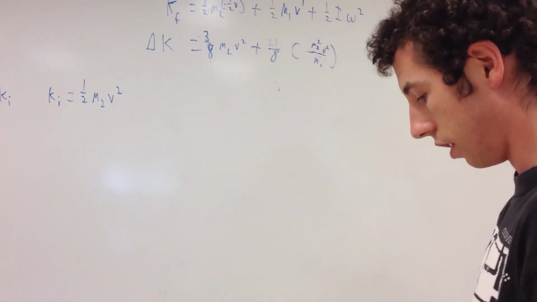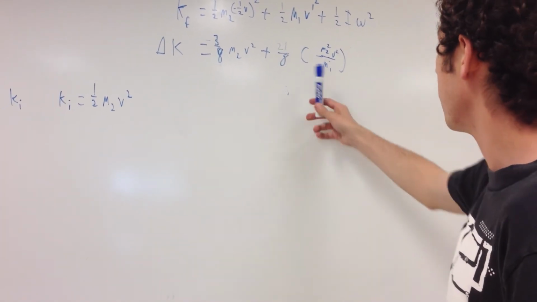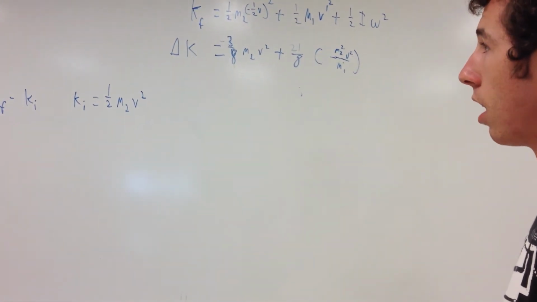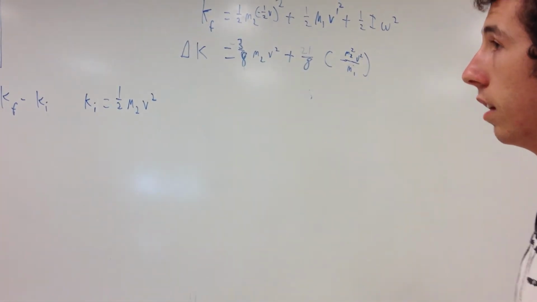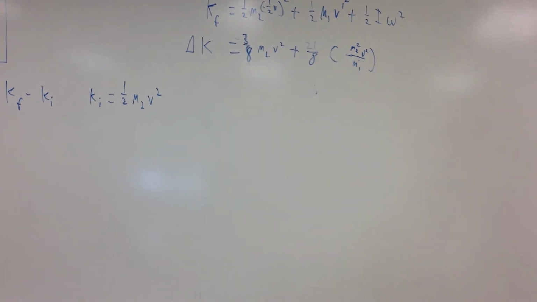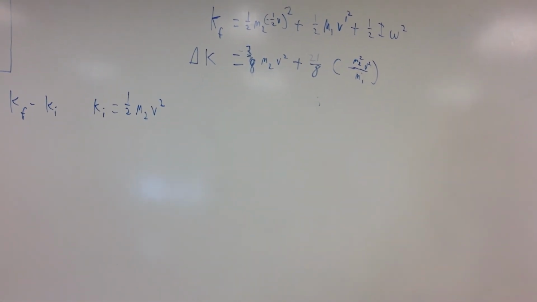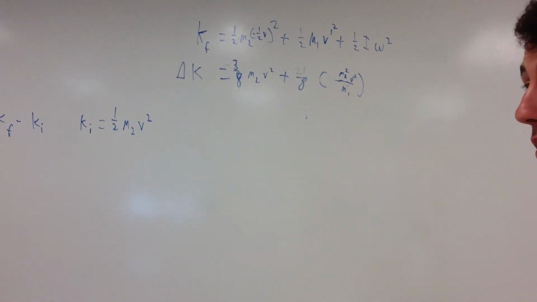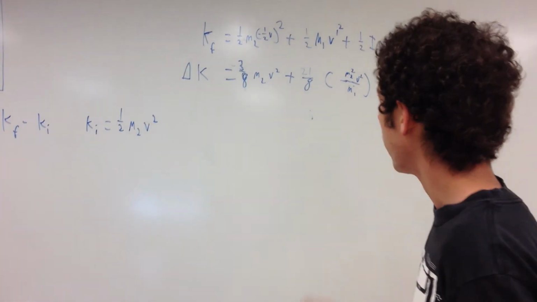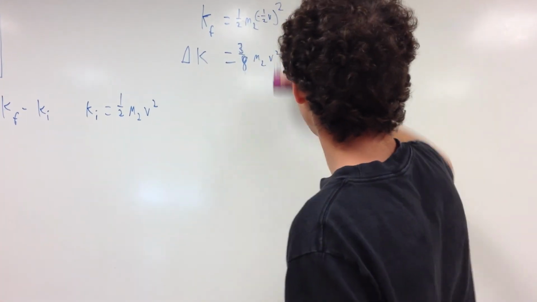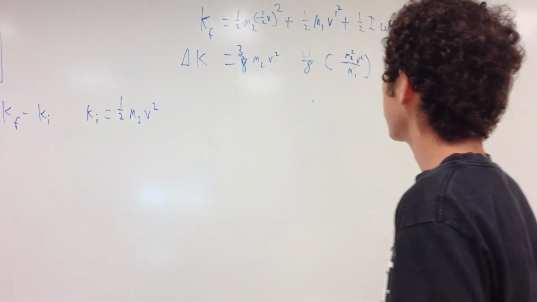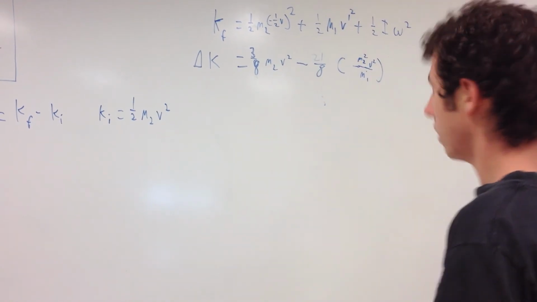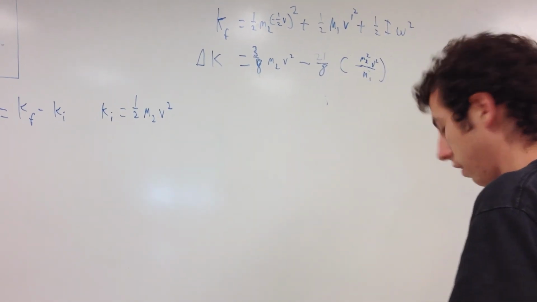However, this poses just a slight problem. This number is greater than this number, so my change in K is going to be positive. However, from the situation we're given, it doesn't make any sense for energy to just be coming into the system because there's no energy put into it. But there's a collision, so there actually should be a loss in energy. So I have to change the signs of both of these. So my negative 3/8 becomes positive, and my positive 21 over 8 becomes negative. And that should be the answer.